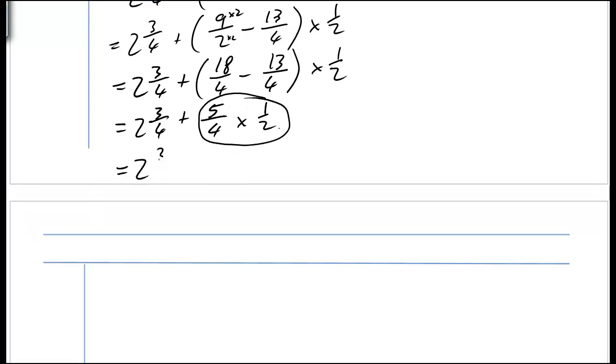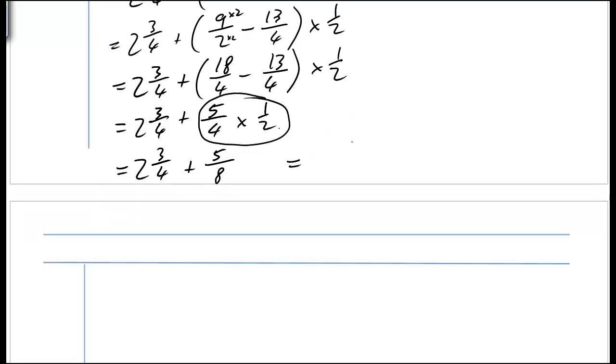So leave the 2 3/4 at the front. Plus, now multiplication, nothing will cancel. So 5, you can get the top numbers and multiply them together. 5 times 1 is 5. The bottom numbers multiplied together, 4 times 2 is 8. There we go.